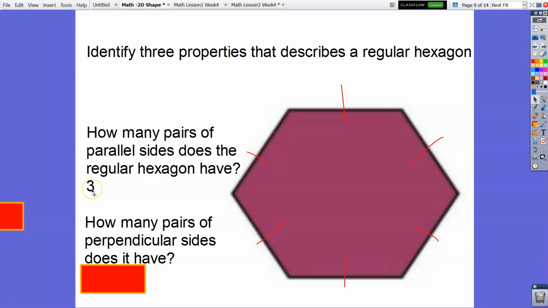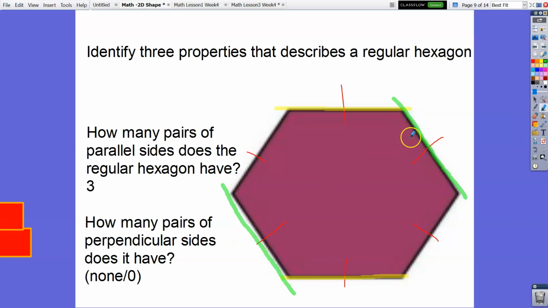There are 3 pairs of parallel lines, and 0 pairs of perpendicular sides. I'll show you how. Alright, I will be using highlighters to show you the parallel sides. This side on the top and another side here on the bottom are parallel. Again, they will not meet. One side here on the side and another line here on the other side are parallel. They will not meet.